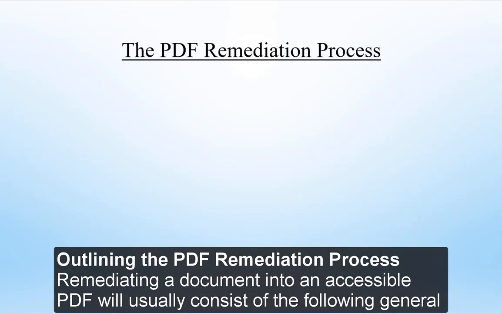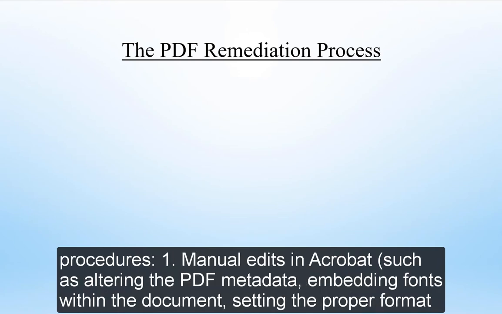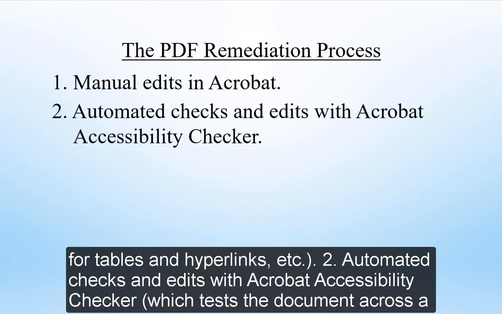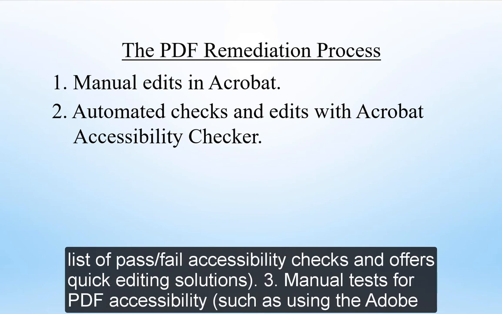Outlining the PDF remediation process. Remediating a document into an accessible PDF will usually consist of the following general procedures. 1. Manual edits in Acrobat, such as altering the PDF metadata, embedding fonts within the document, setting the proper format for tables and hyperlinks, etc. 2. Automated checks and edits with Acrobat Accessibility Checker, which tests the document across a list of pass-fail accessibility checks and offers quick editing solutions.